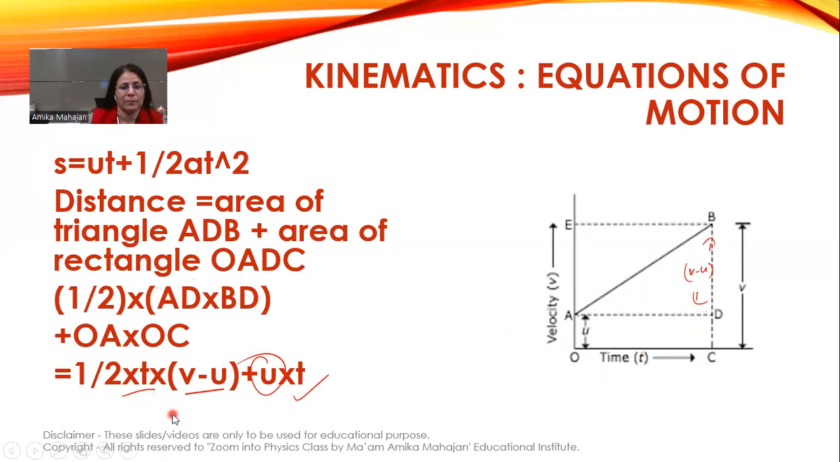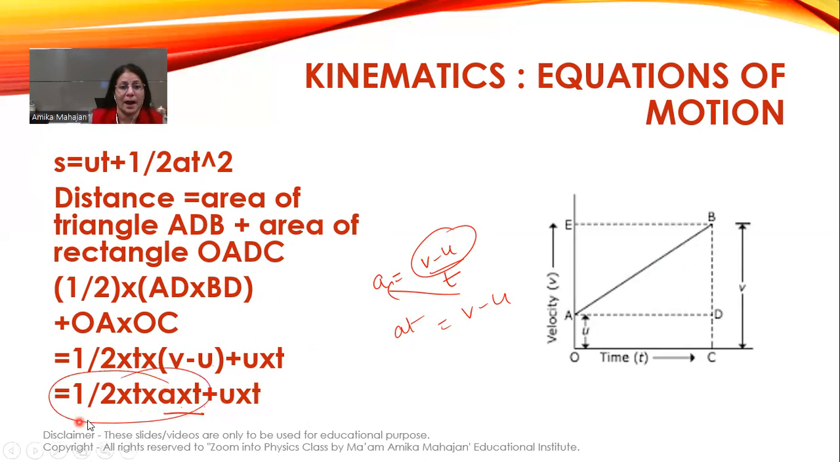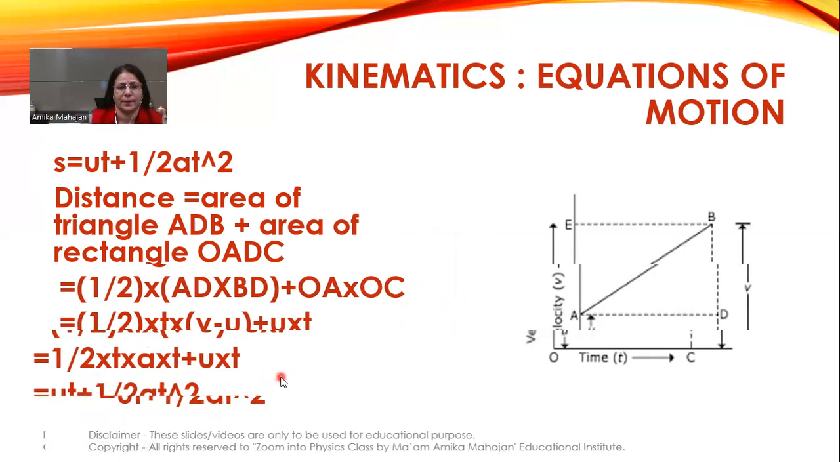So what we do? I have to replace V minus U by some other term. We have already done it in the first equation. A is V minus U by T. So in place of V minus U, what can I write? A into T. So replace this V minus U by AT. So what I get? Half into T into A into T plus UT. So when I solve this, what I get? Half AT square. So I get UT plus half AT square equal to S.